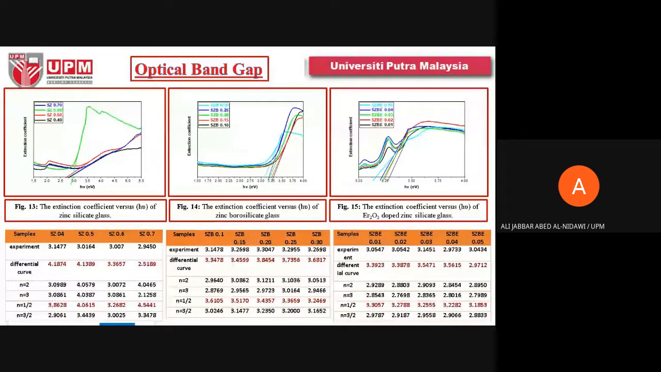After comparing all the obtained optical band gap values in the tables, a good agreement with the differential curve with the value of n equal to 1/2 can be observed. Hence, the obtained experimental value of the optical band gap decreases in the glass system by direct allowed transition.